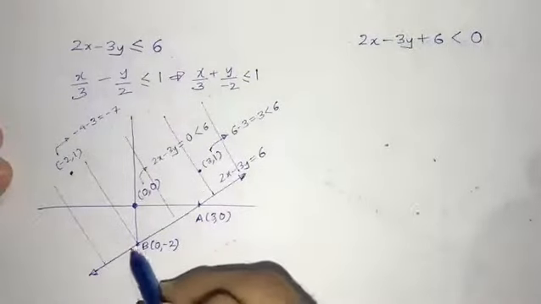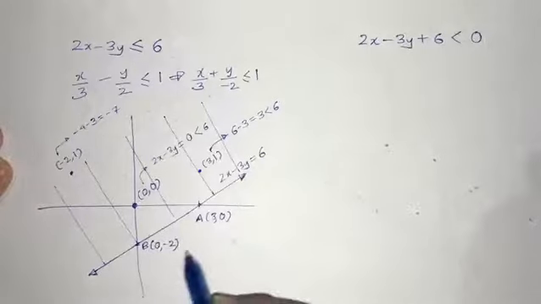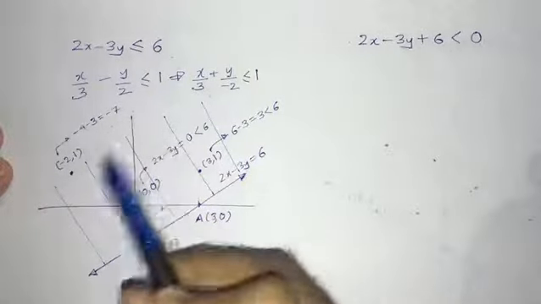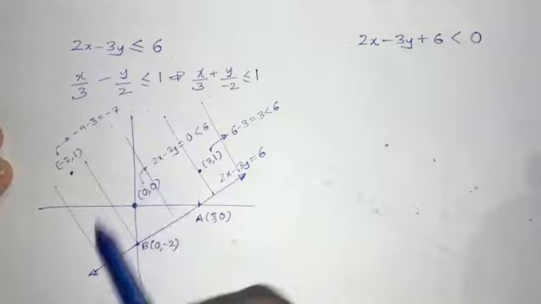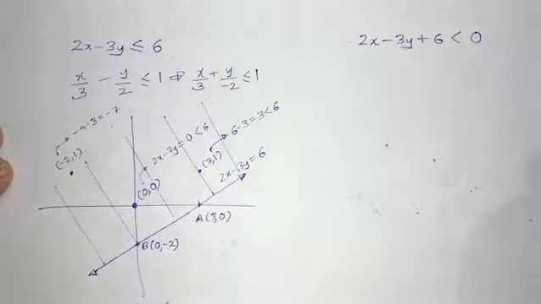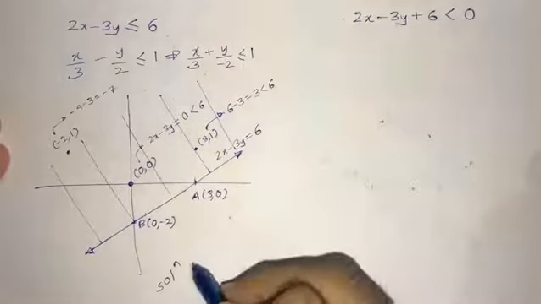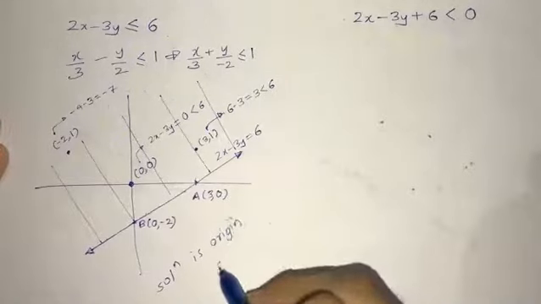All the points here will satisfy 2x minus 3y equal to 6. All the points here will satisfy 2x minus 3y greater than 6, which we don't need. So I want this half plane which is containing the origin. I want the half plane with the origin on the origin side. So this time the solution is the origin side.